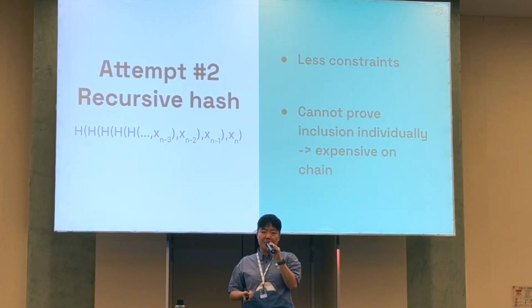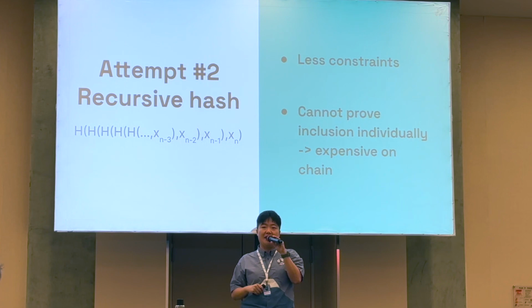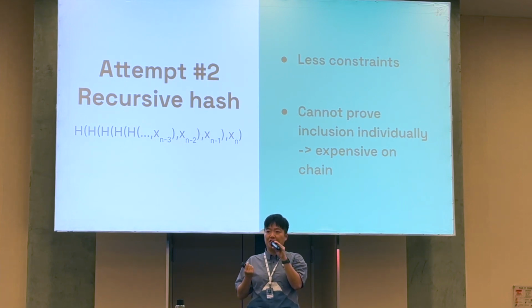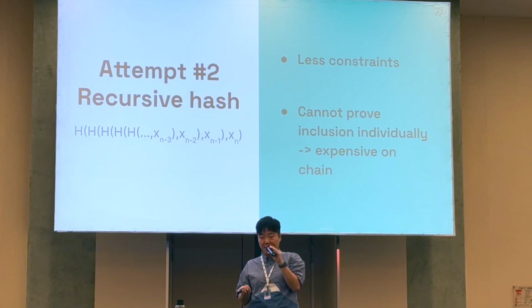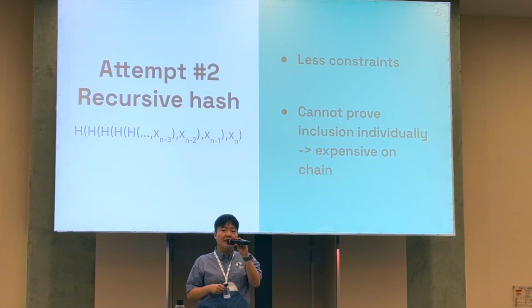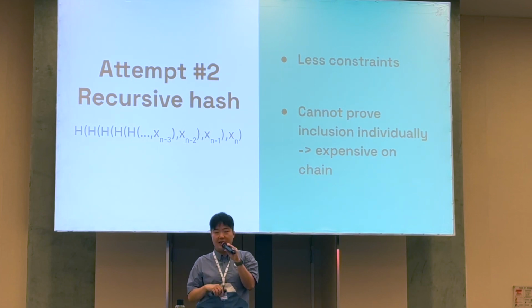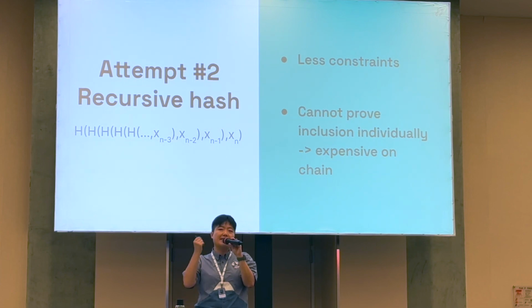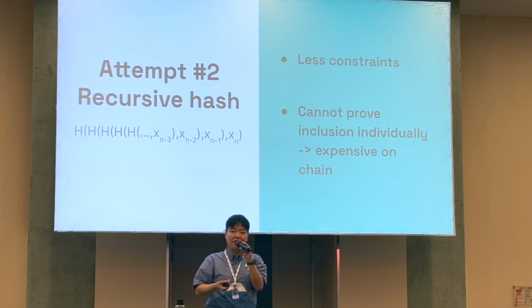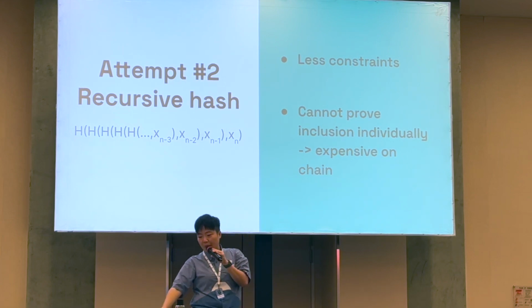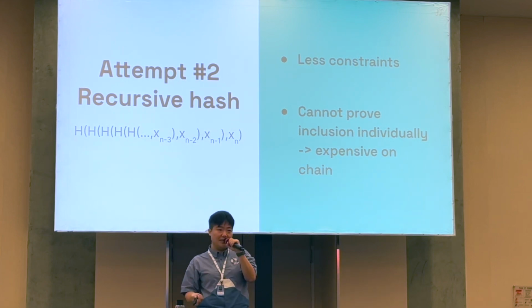There are two problems with this. Definitely if we're just doing a single hash operation at the end of each step, it's less constrained, so it's cheaper in terms of a ZK proof. Now, the problem, however, contrasting with Merkle tree, is that we cannot prove inclusion individually, right? So I can't just prove a single data is included in this recursive hash that I computed. Okay, so these are the two attempts that I've done.